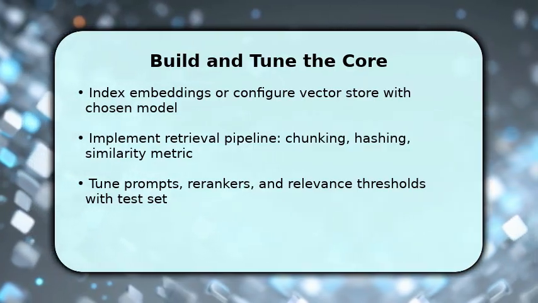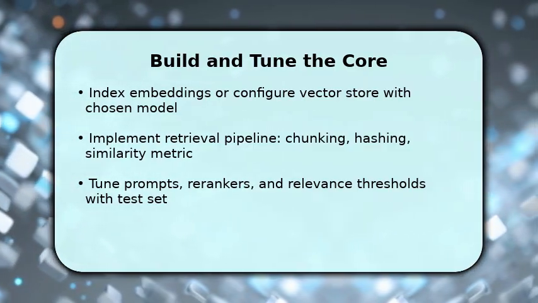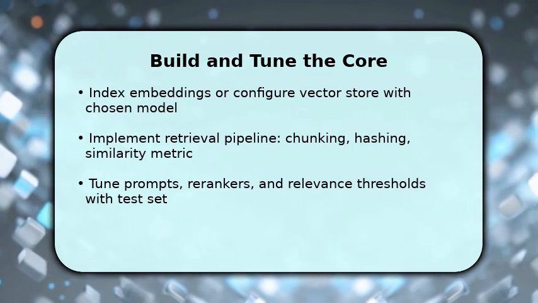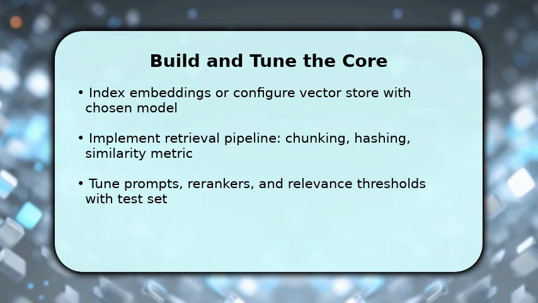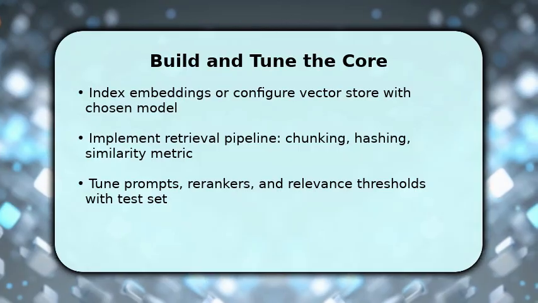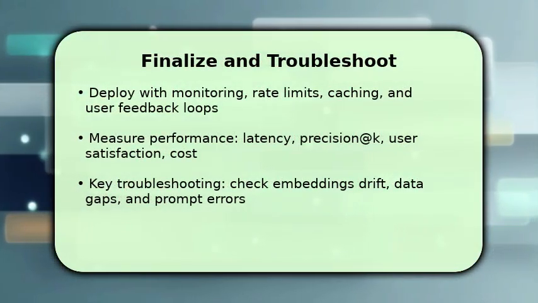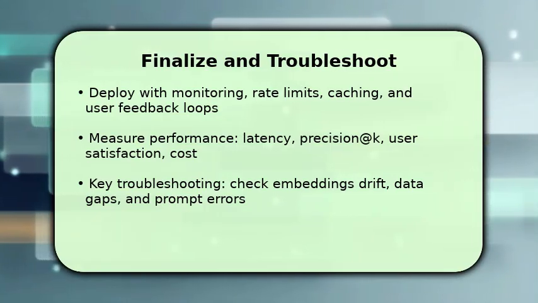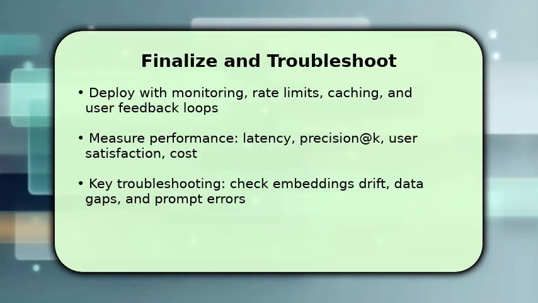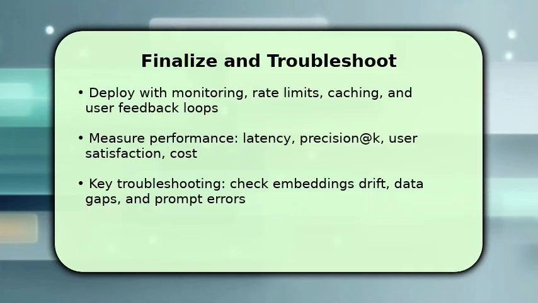Make sure to log queries, timestamps, and confidence scores so you can measure drift and effectiveness over time and make data-driven adjustments. Finish by deploying with observability. Monitor latency, errors, and costs, and enable caching and rate limits to protect the system. Make sure you integrate a user feedback loop to capture failures and edge cases for continuous improvement.